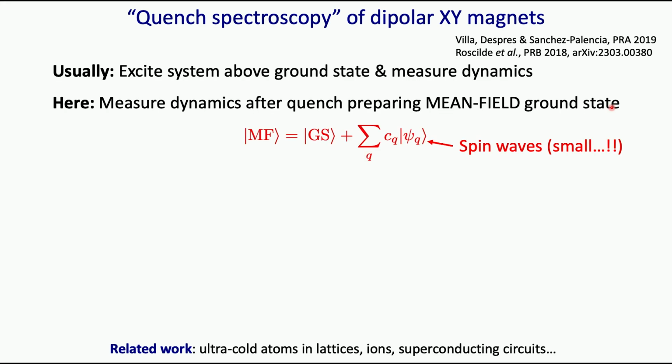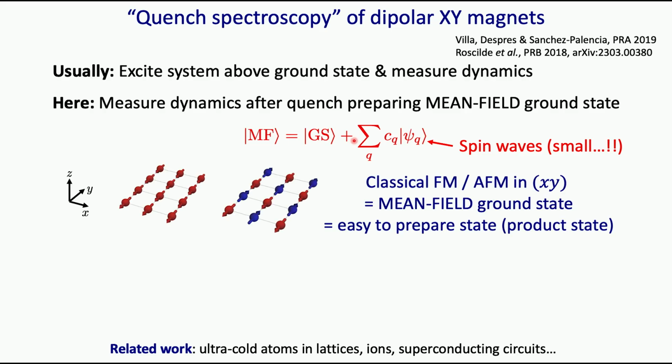We're going to measure the dynamics after a quench, and this quench will prepare a mean field approximation of the ground state. Essentially that means that the state we prepare is the true ground state plus a little bit of something, and the little bit of something is precisely the low-lying excitations, which is to say the spin waves. So the true ground state is a superposition of the mean field ground state plus the spin waves. The reason why it's interesting to do it is because it's easy experimentally to prepare the mean field ground state of the system.